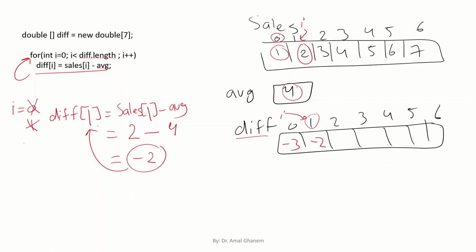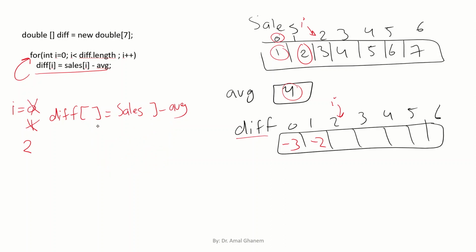So i will be incremented, it will be location 2. Remember, i is moving for both arrays, location 2 in sales and location 2 in difference. Similarly, you will just do the same process. You will say difference at location 2 equals sales at location 2 minus average. Sales at location 2 is 3. 3 minus 4, we will have as minus 1. Save it in location 2.